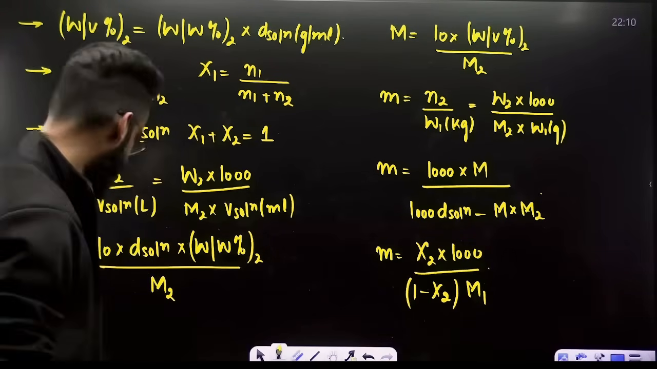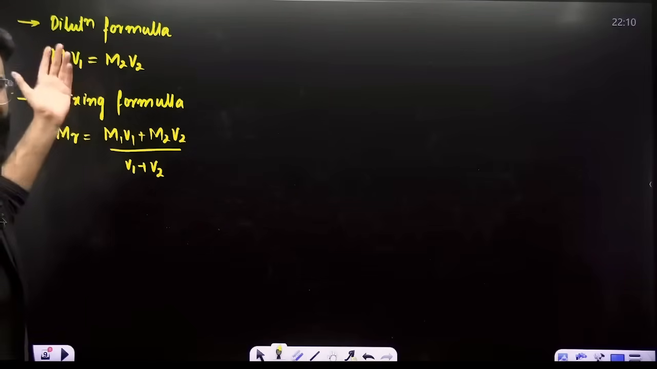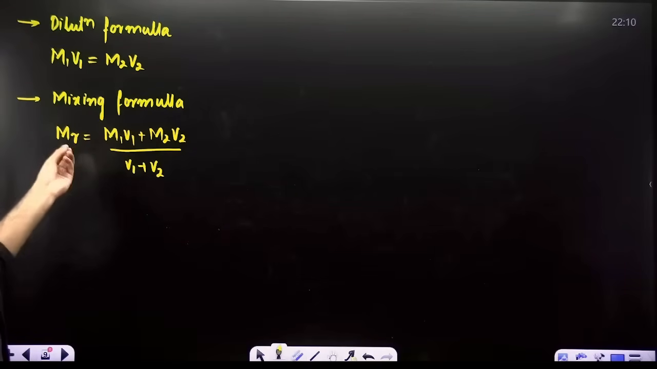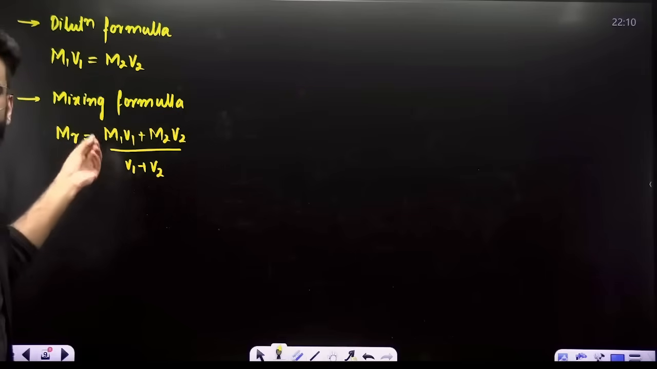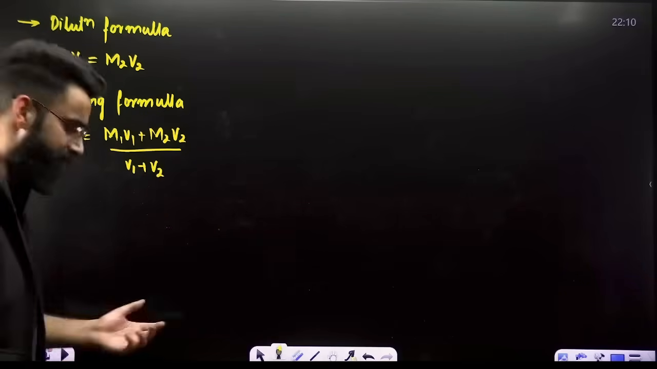I believe it's clear. Coming to the chapter, there is one more dilution formula, you know it, M1V1 is equal to M2V2, or mixing formula, molarity of the resulting solution is equal to M1V1 plus M2V2 divided by V1 plus V2 when you have got non-reacting solutions.